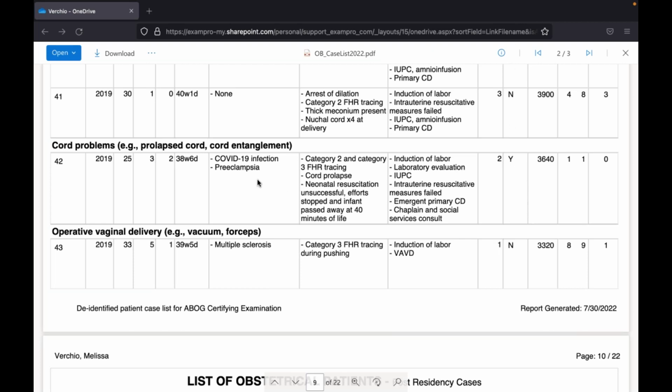And that's for this case. Number 42, you have COVID-19 infection and pregnancy. And that can be a whole conversation of just COVID-19, how it affects pregnant patients versus patients that are not pregnant, vaccination counseling.